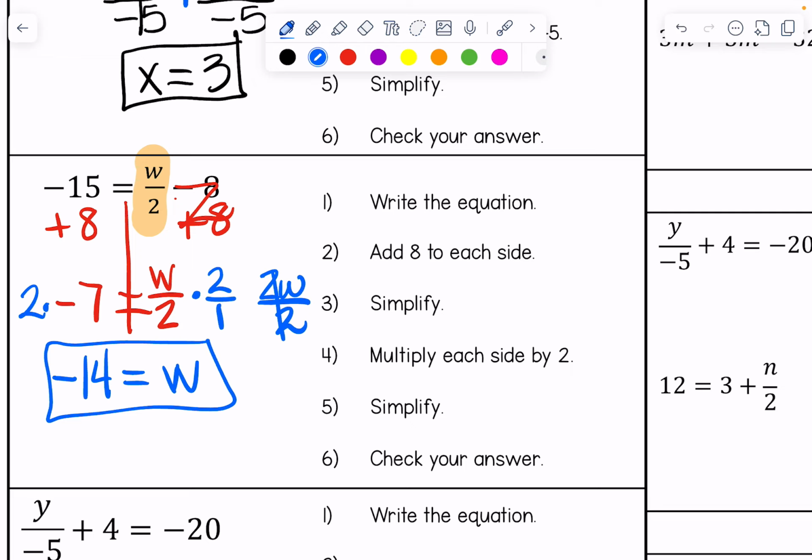And again, we can always check our answer, because if I plug in -14 for w and evaluate this side of my equation, I should get -15. So if I do -14 divided by 2 and then -8, I should get -15. So -14 divided by 2 is -7. -7 minus 8 does indeed equal -15.